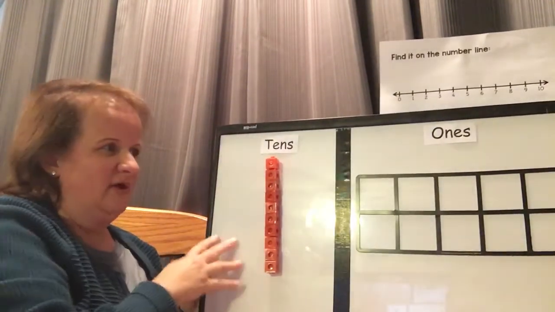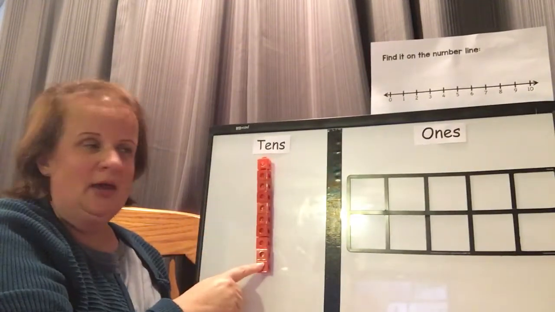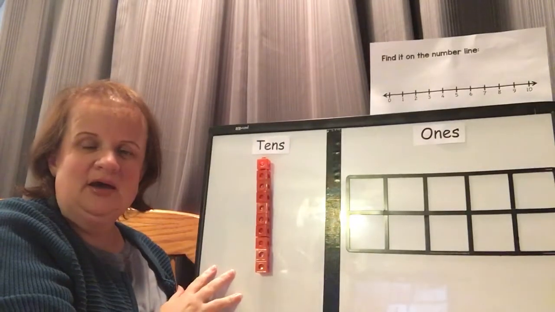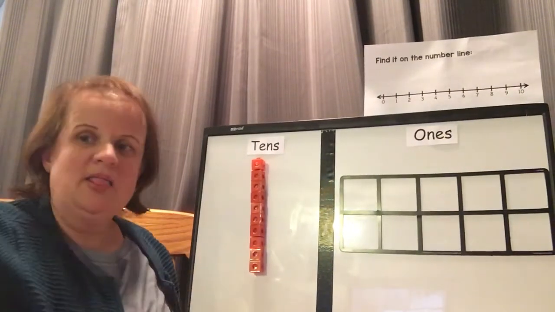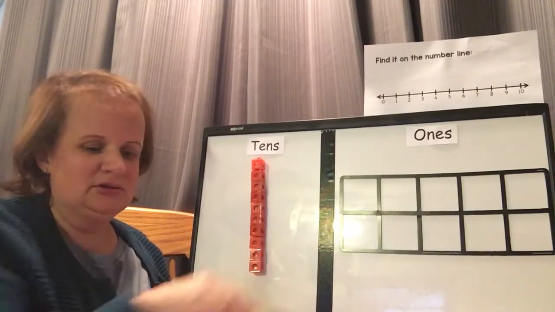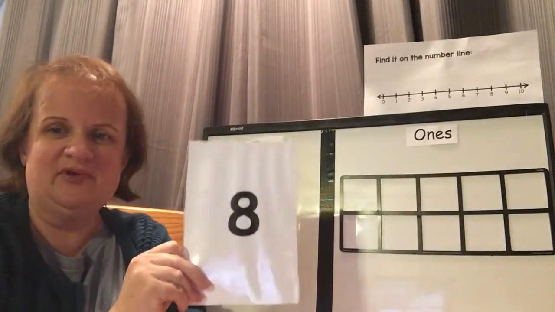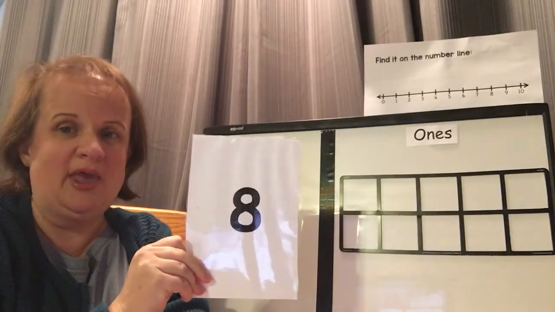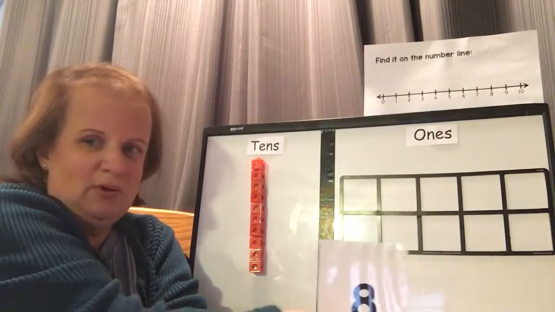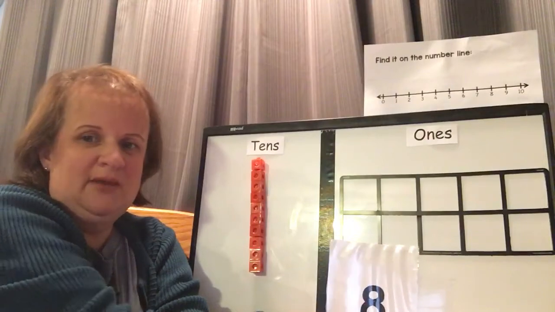All right, my friends, let's remember that this is 10. I have 1 10 on this side of my board. Now let's see how many ones we need to put in our 10 frame. What number do you see, my friends? Number 8. I'm going to put the number 8 right here so I remember that that's the number I need to put in my 10 frame.